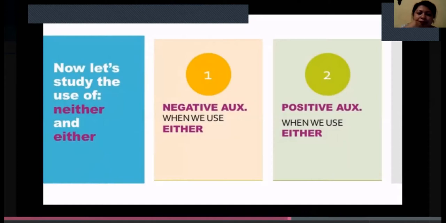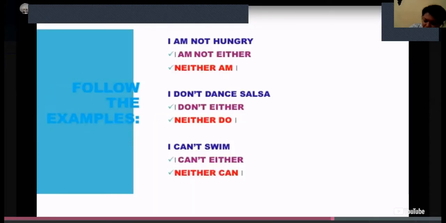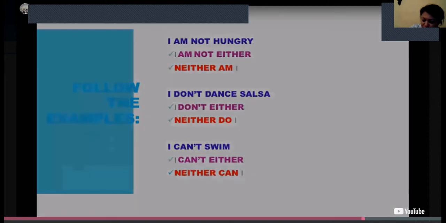Now let's study the use of neither and either. To show agreement with negative statements, we can use neither and either. We also use the auxiliary verb of the statement. Pay attention to the following. We use the negative auxiliary when we use either, and the positive auxiliary with neither. Follow the examples. I am not hungry. I am not either. Neither am I. I don't dance salsa. I don't either. Neither do I. I can't swim. I can't either. Neither can I.